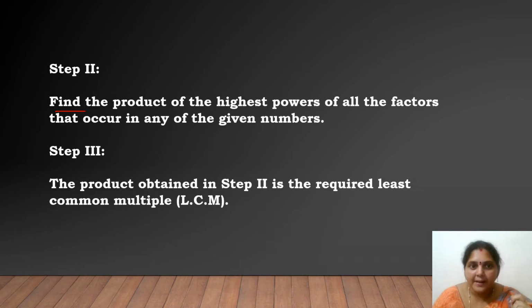Step 2. Find the product of the highest powers. What will be the highest powers? We have to find the product of those powers of the factors that occur in any of the given numbers. Step 3. The product obtained in step 2 is the required least common multiple. We will see one example so that we will get a clear idea about this factorization method.